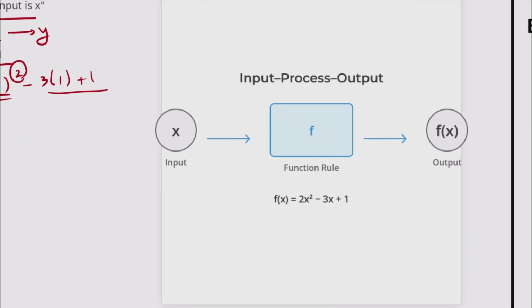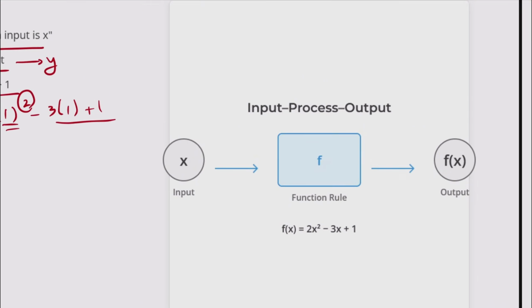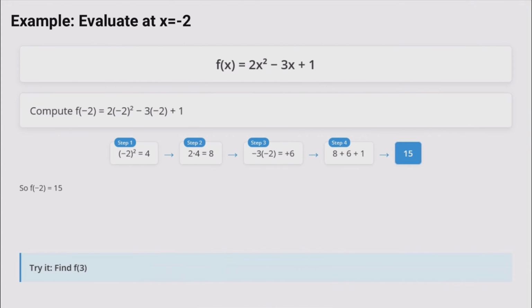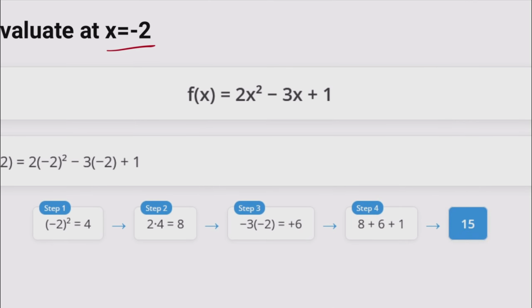As I just told you, the function is going to be like a machine, or a rule. So the function rule is going to have a specific input and a specific output, and this is the rule of the machine itself. Let's see an example of how we can get an output out of the input that we have. Imagine I have x equals negative 2 as my input. f of x is the rule of my machine. Whatever number I inject into this machine is going to be to the power 2 multiplied by 2, subtracted by 3 times that specific number, plus 1.